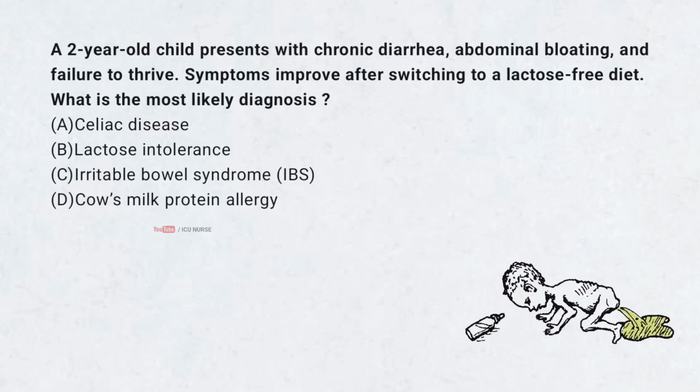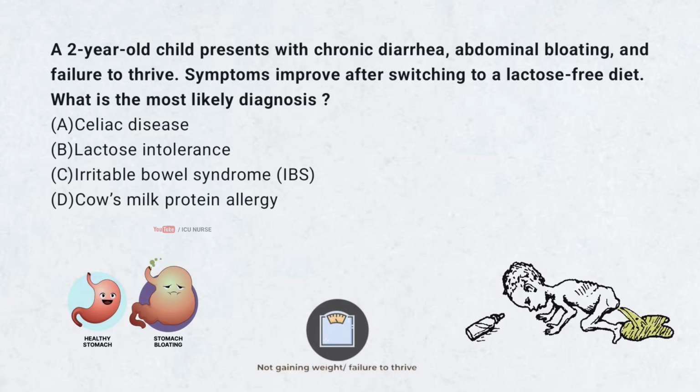A 2-year-old child presents with chronic diarrhea, abdominal bloating, and failure to thrive. Symptoms improve after switching to a lactose-free diet. What is the most likely diagnosis? A. Celiac disease, B. Lactose intolerance, C. Irritable bowel syndrome, IBS, D. Cow's milk protein allergy. Correct answer B. Lactose intolerance.